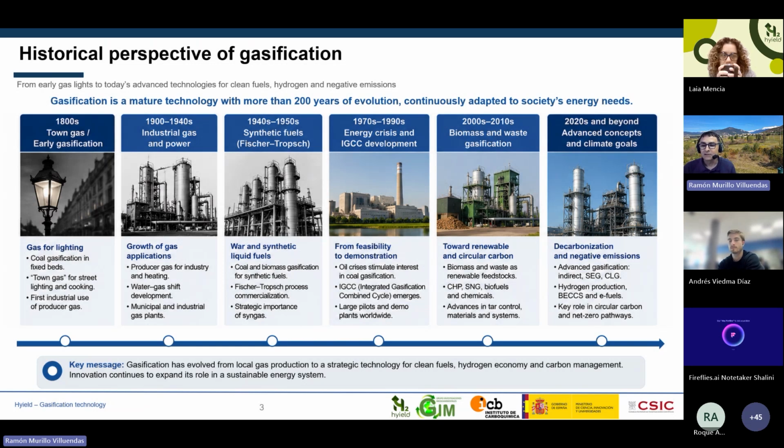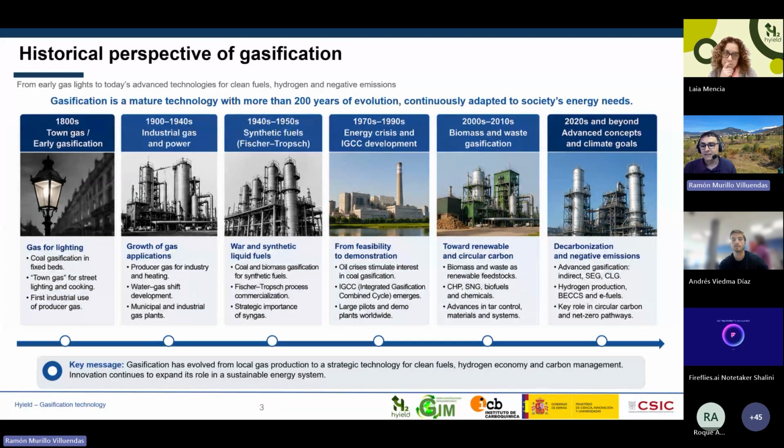In the 1940s and 1950s, gasification played a strategic role in the production of synthetic fuels, especially through Fischer-Tropsch chemistry. Syngas could be converted into liquid fuels and chemicals, which was particularly important in periods of limited access to petroleum, like in the Second World War.